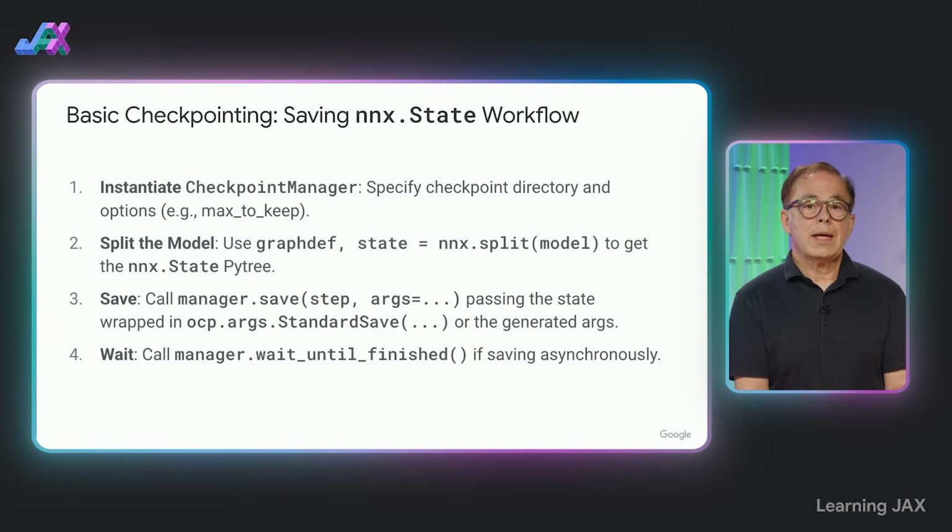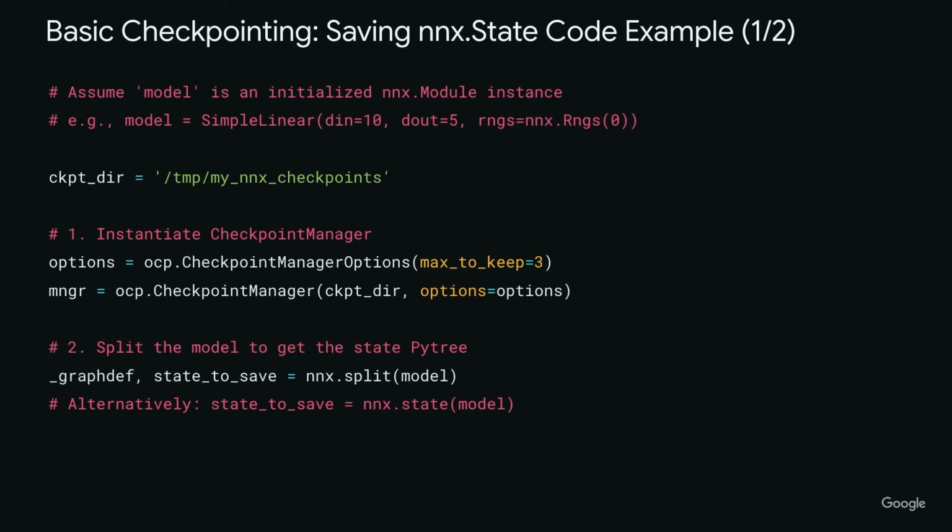Third, call the manager's save function, providing the current training step and the state PyTree wrapped in a standard Orbax argument structure. Finally, if your saving might be happening in the background, make sure to wait for it to complete when necessary. Let's see this in code.